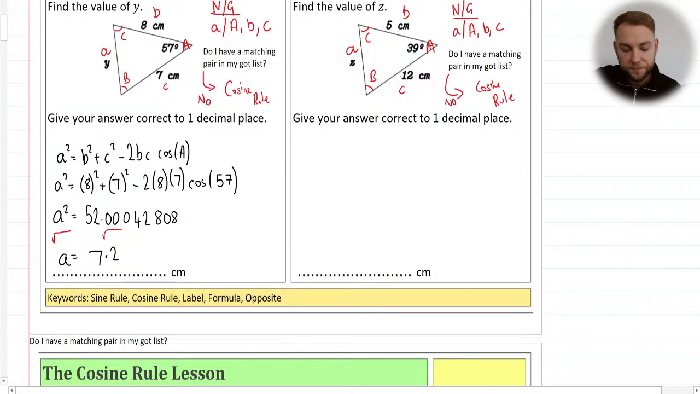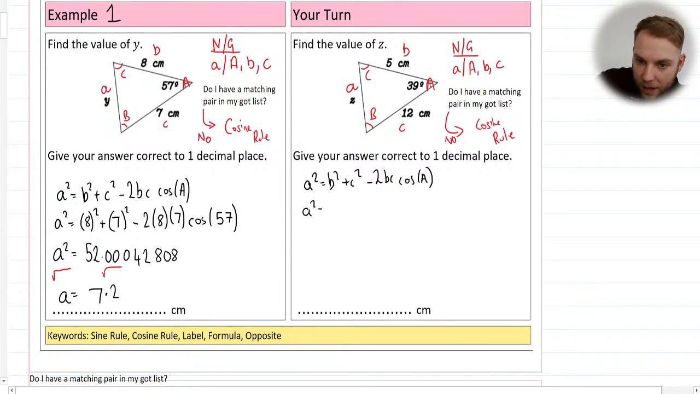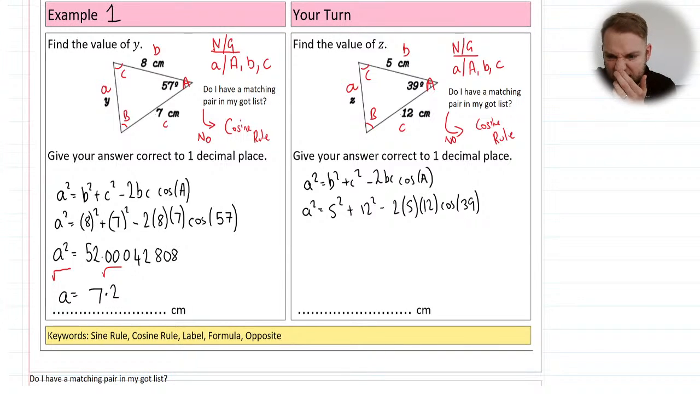There we go. Because I'm trying to find my side, I'm going to write down the formula for the cosine rule for the side, which is a squared is equal to b squared plus c squared minus 2bc cos of A. Let's sub it all in then. So a squared is equal to 5 squared plus 12 squared minus 2 times 5 times 12 times cos of 39. Let's work out what that is and then do the square root of this.